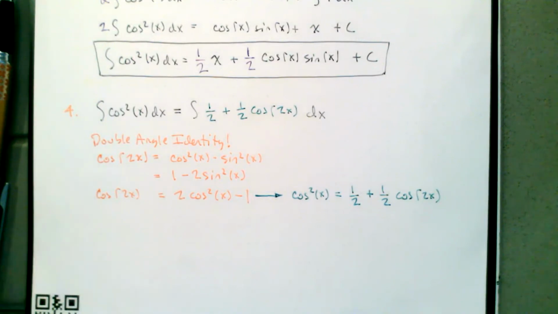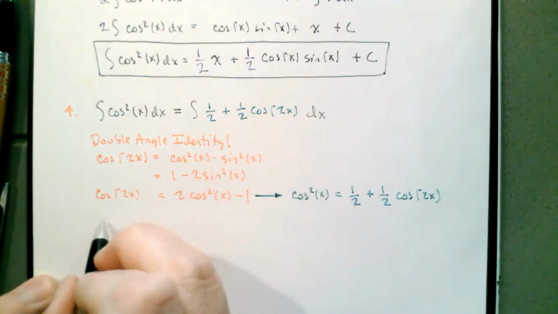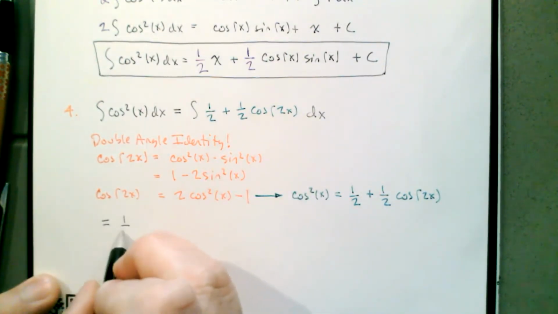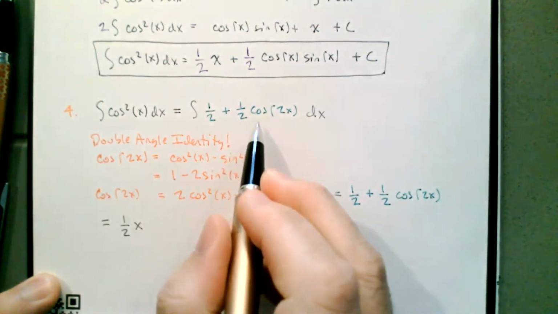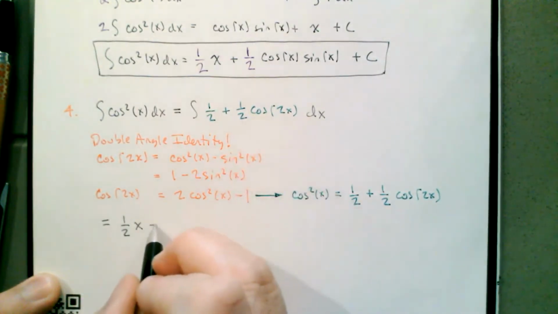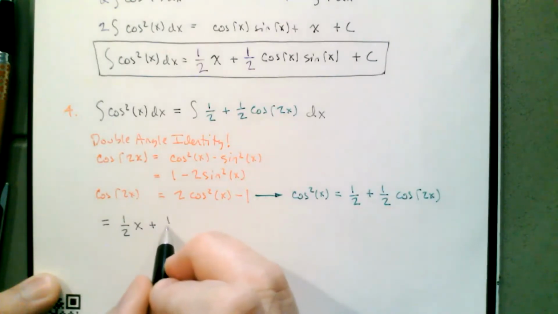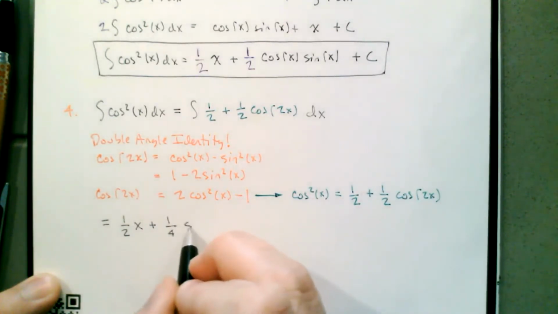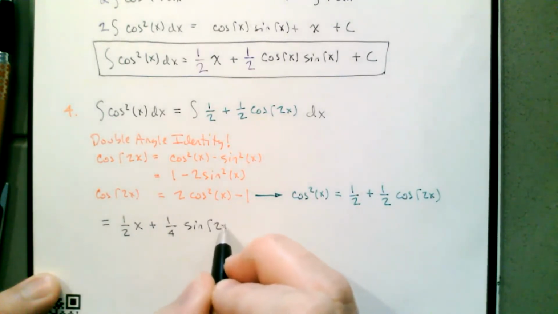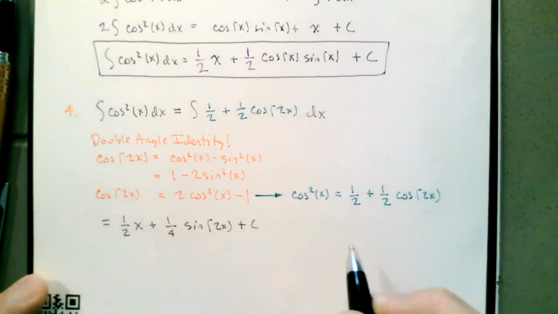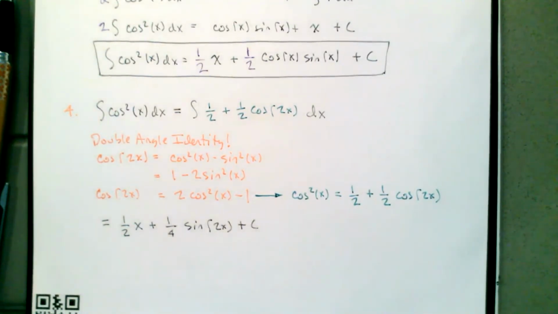Now we can just go a term at a time. The integral of 1/2 is 1/2 x. The integral of a half cosine of 2x is a 1/4 sine of 2x plus c. So the integral of cosine of 2x will be 1/2 sine of 2x, and then the two 1/2s make a 1/4.